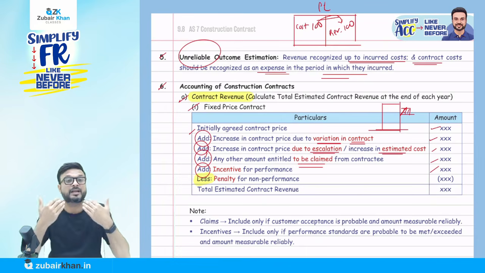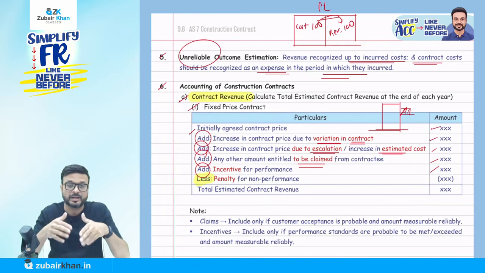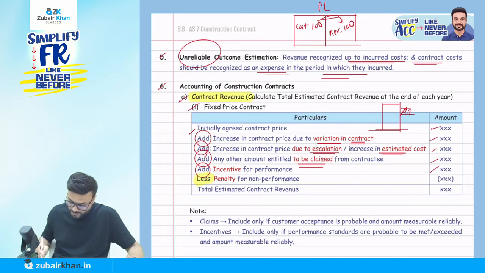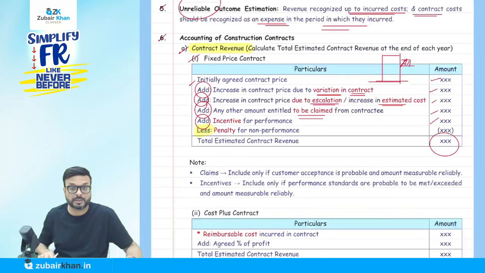So there is a penalty on me. Obviously you are not going to give that much of an amount to me, so that will be deducted from the amount of revenue, and that's why it is deducted there. Okay. So whatever amount comes here, this is the amount of total estimated contract revenue.